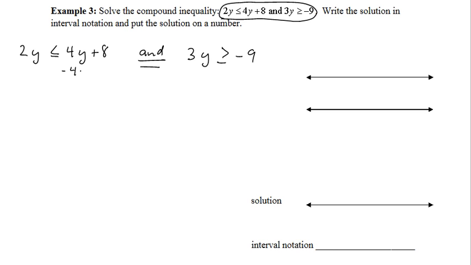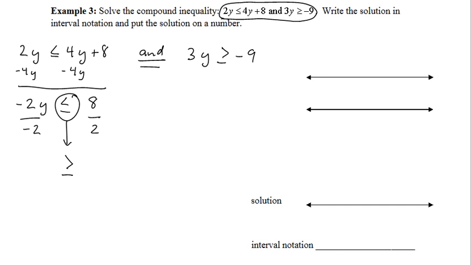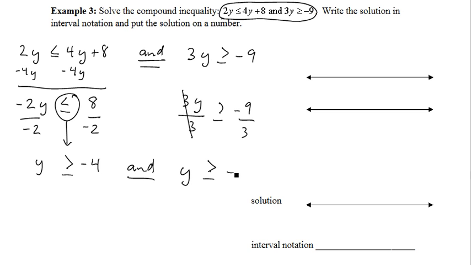Alright, so if we're solving for this one, I'm coming up with -2y ≤ 8. What happens when I divide by a -2? Very important to switch the sign. So far I've got y ≥ -4. On this particular problem, all I have to do is take y and divide it by 3. So I'll take the -9 and divide it by 3. And I'm coming up with y > -3.